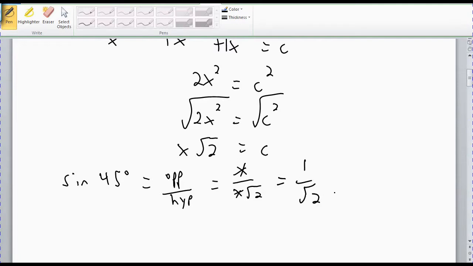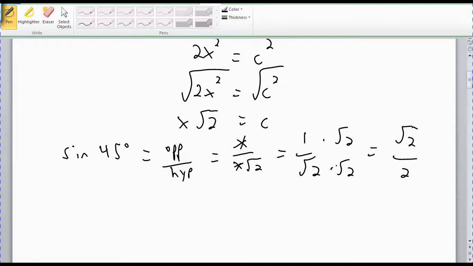And we don't like radicals in the denominator, so we're going to rationalize. We're going to multiply top and bottom by square root of 2. 1 times square root of 2 is square root of 2. Square root of 2 times square root of 2 is the square root of 4, which is a regular 2. So the sine of 45 is square root of 2 over 2.